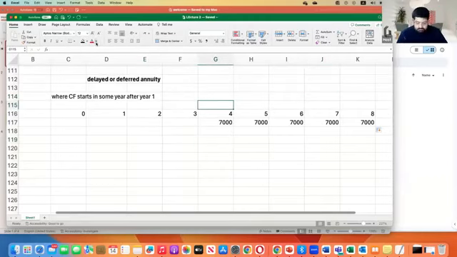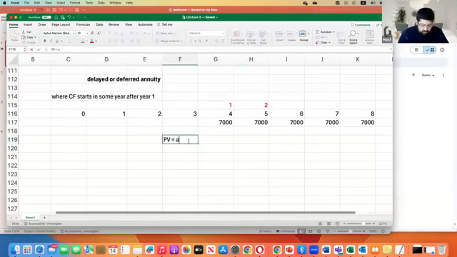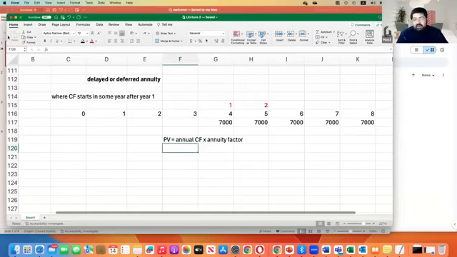Assuming this is year 1, this is 2, and so on. So, students, when we assume it, this is simple annuity. So present value is equal to annual cash flow into annuity factor.